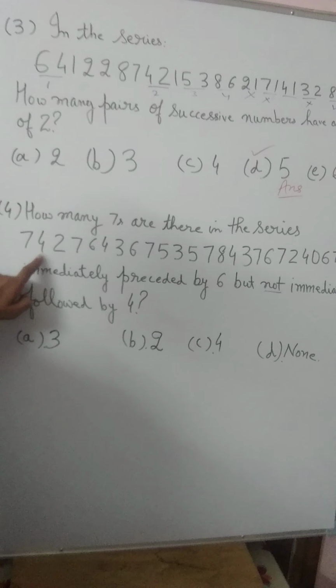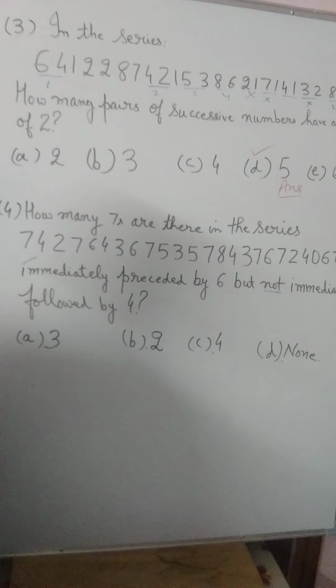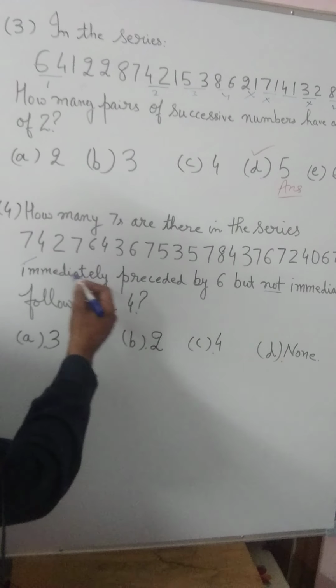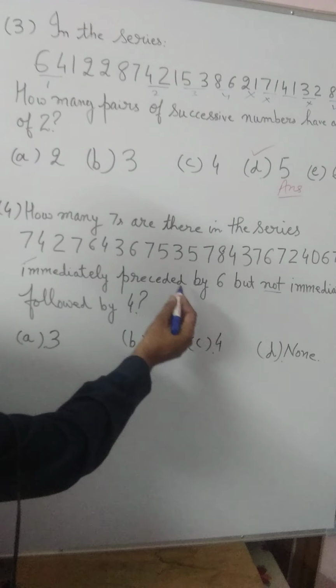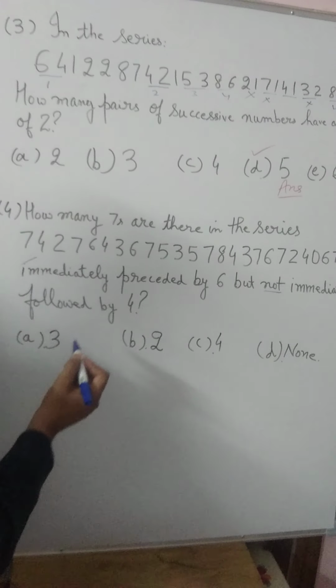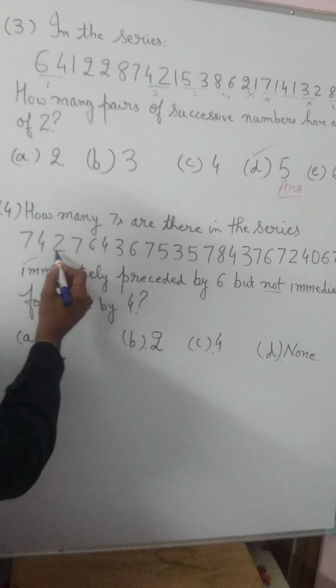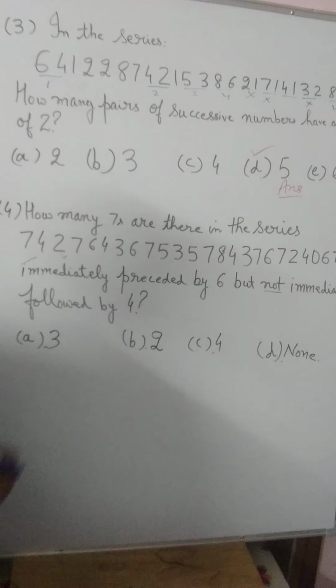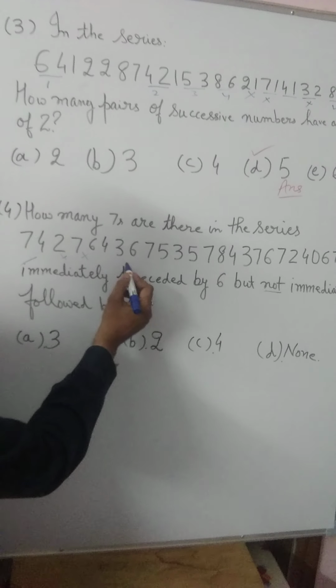See on the board very carefully. See here 7, 4, 2. After 7 we have 4, we don't want it, so we cancel it. Next we have 7, 6, 4. Again see here, immediately preceded by 6. Preceded means before 7 it should be 6. Here it is okay. 7 then 2, not possible, rejected. Then again 7 with 6, not possible. So we continue like this.